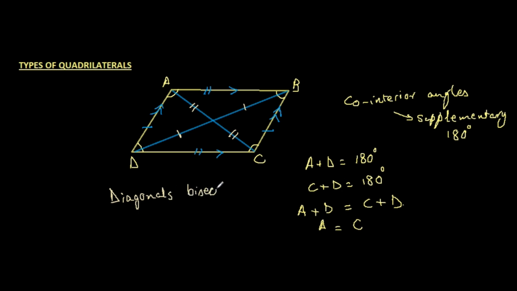Bisect means they divide each other into two equal parts. So DB is a diagonal which is dividing AC into two equal parts, and AC is a diagonal which is dividing the diagonal BD into two equal parts. But both the diagonals are not equal to each other. The angle of intersection can be anything. So these are the properties of a parallelogram.